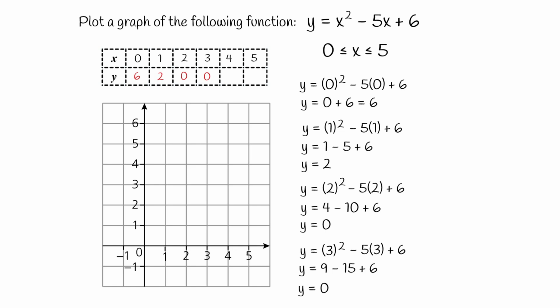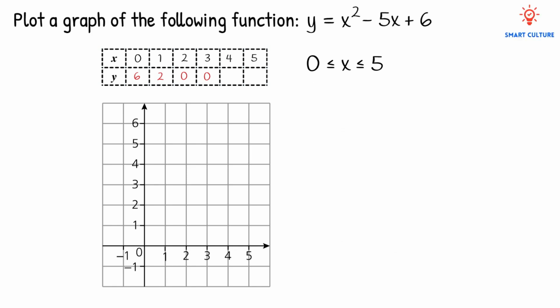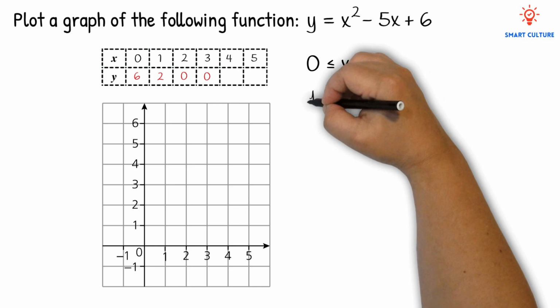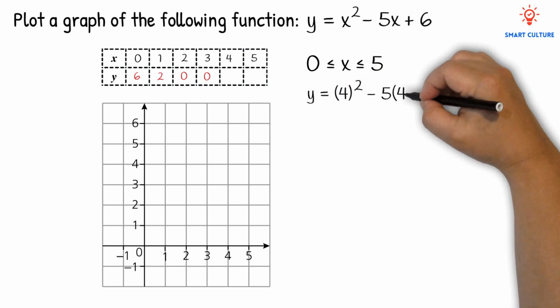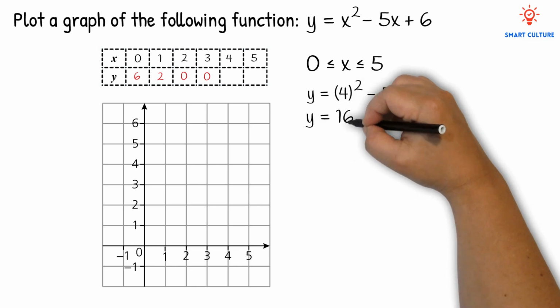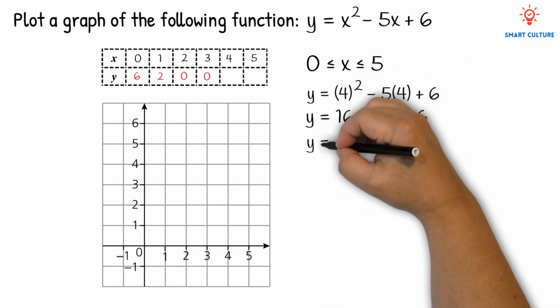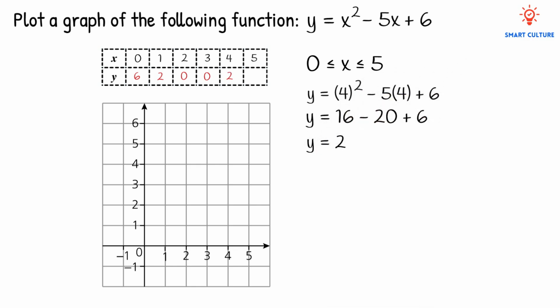Let's move on to the next x value. Here we have x is equal to 4. 4 squared minus 5 times 4 plus 6. So it will be 16 minus 20 plus 6. That is equal to 2. Negative 4 plus 6 is equal to 2. So when x is equal to 4, y is equal to 2.